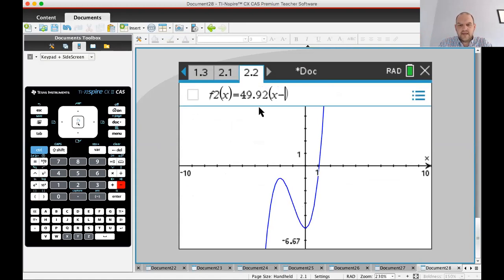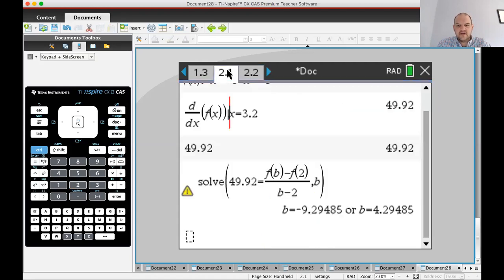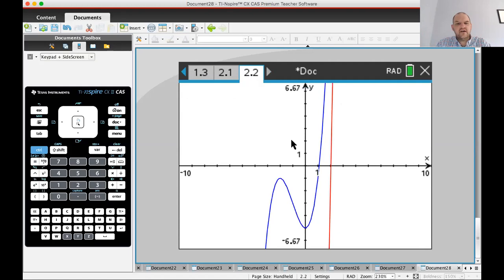times x minus 3.2 plus what is the value of the function at 3.2? I'm just going to do f of 3.2. This should give me the tangent line. So it's basically point slope form, right? y minus y0 equals m quantity x minus x0. So x0 is 3.2, f of 3.2 is the y value, and then 49.92 is what we got for the slope. So let me just check that.